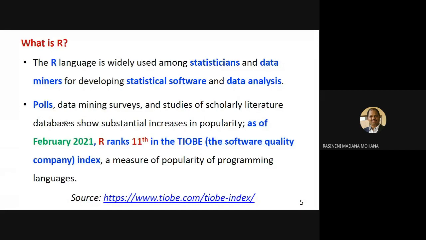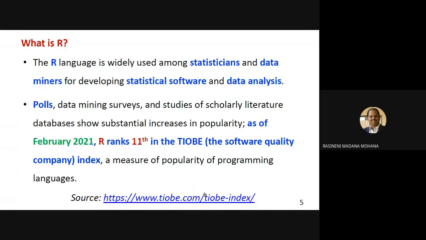One survey I have collected shows the ranking and importance of R software. Polls, data mining surveys, and studies of scholarly literature databases show substantial increases in popularity. As of February this month, I have collected the ranking of R. R placed 11th in the TIOBE index, the software quality company, which provides a ranking of all the programming languages every month, a measure of the popularity of programming languages.